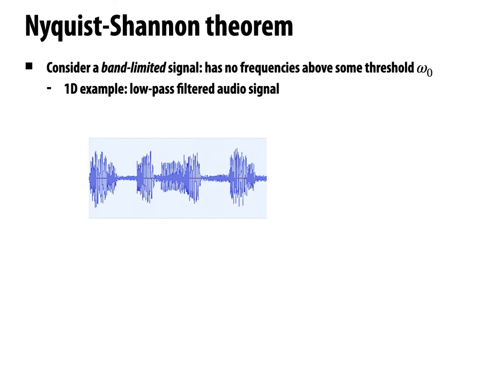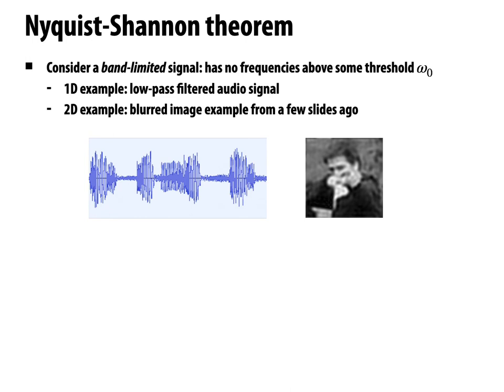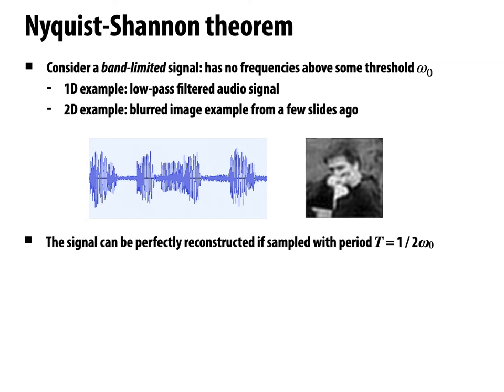If we band limit our image, it looks like a blurry image. We saw that before. And what the Nyquist-Shannon theorem says is, if your signal happens to be band limited, then it can be perfectly reconstructed as long as you take samples at a rate that's twice as frequent as the highest frequency in the signal. And once you have those samples, you can reconstruct exactly the original signal by using something called a sinc filter.